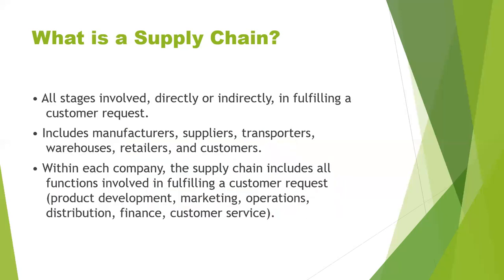So a supply chain involves various stages, including the manufacturer, supplier, transporters, warehouses, retailers, and finally, customers. All these stages are involved directly or indirectly in fulfilling the customer's request. Within each and every company, the supply chain includes all the functions involved to fulfill the customer's request, functions like product development, marketing, operations, distribution, finance, customer service, transportation, and so on.